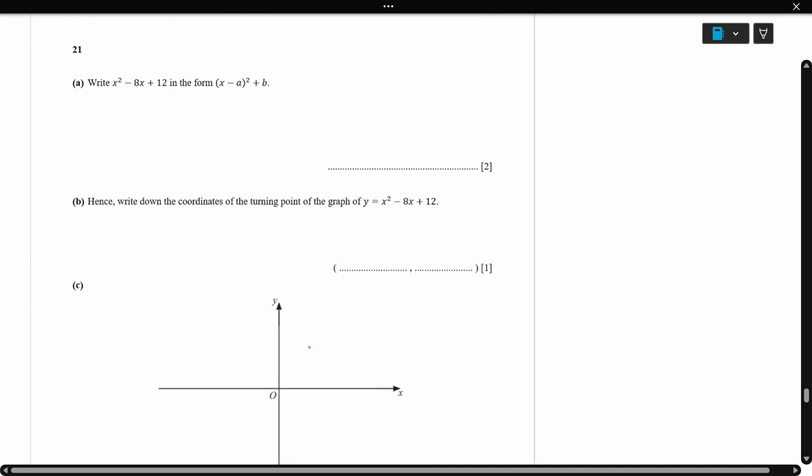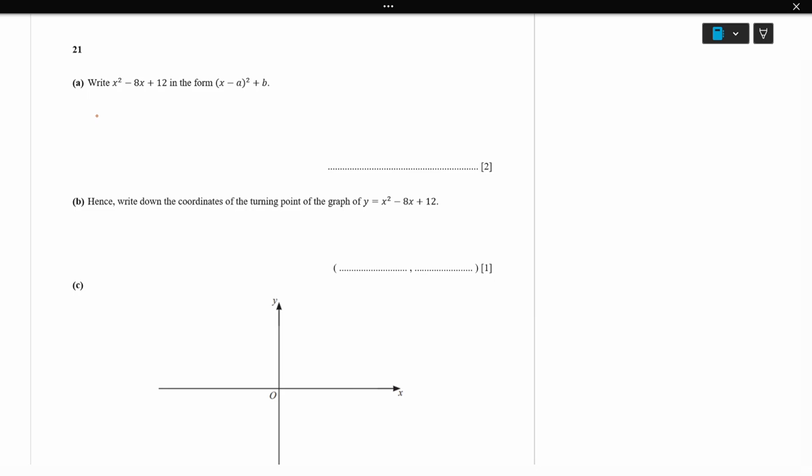Next, write x square minus 8x plus 12 in the form of x minus a whole square plus b. So completing the square, make x half, x minus 4 whole square. Then minus 4 square plus 12, which is going to be x minus 4 whole square minus 16 plus 12. The answer is going to be x minus 4 whole square minus 4.